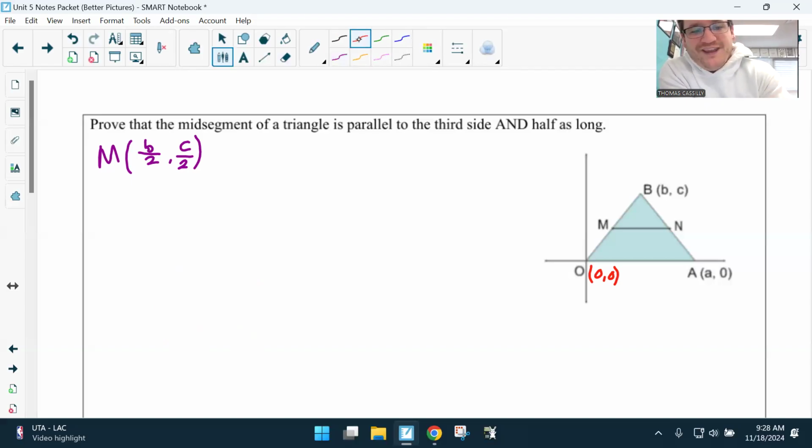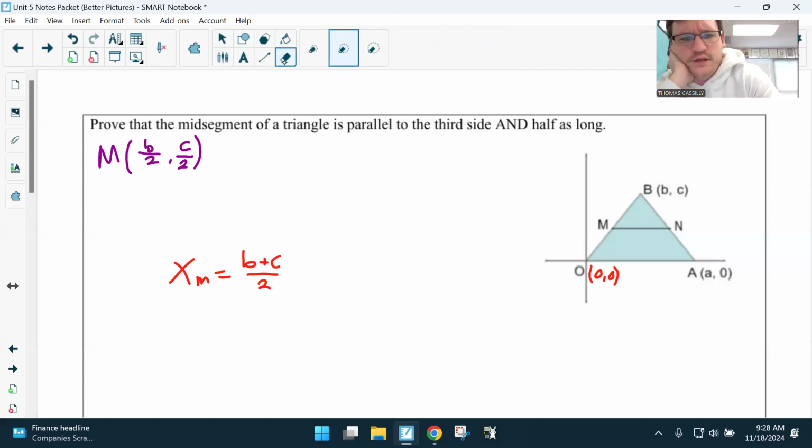Now, point N, all right, the X midpoint for point N, we have to think about that. That is going to be B plus C over 2. All right, so whatever that is, right, is halfway between point B and point C. Nope, that's wrong. How about B and A? Sorry. Let me start over.